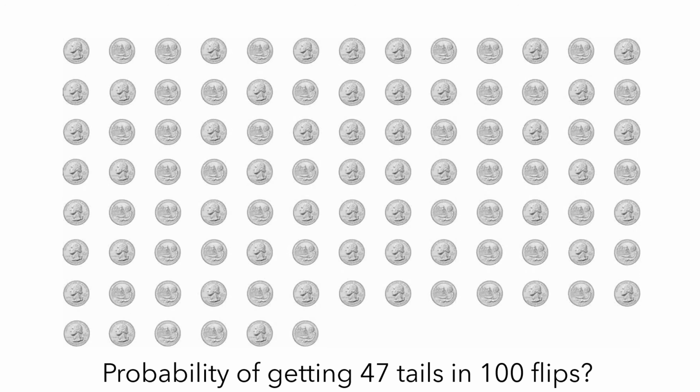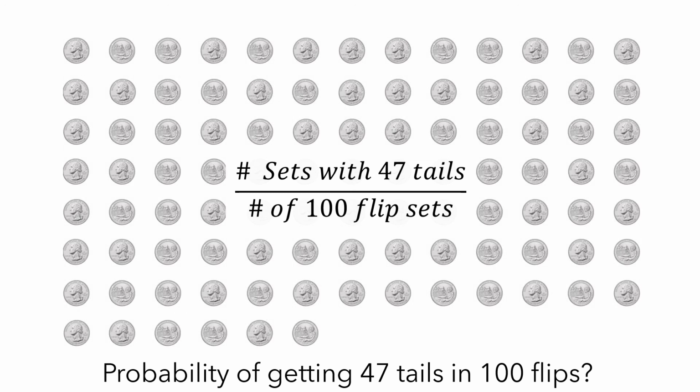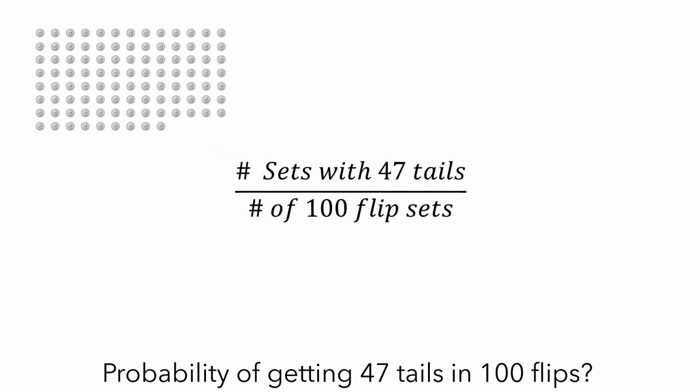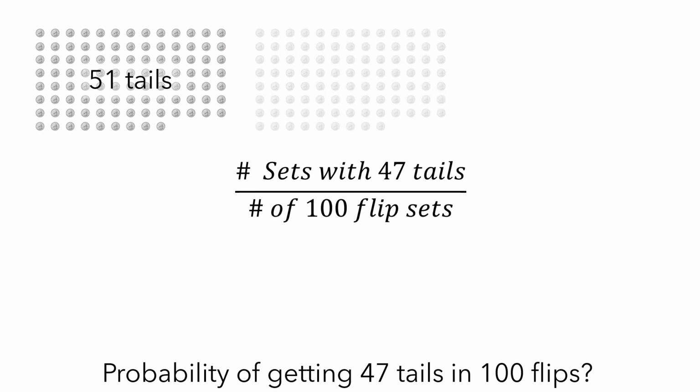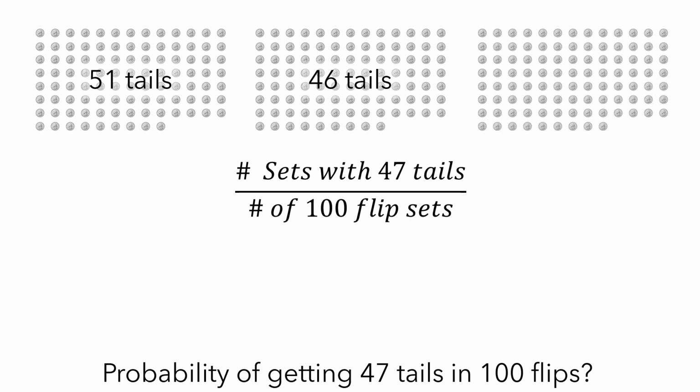The key here is to think about the denominator of the probability. Instead of thinking about individual flips, we need to look at many 100-flip sets and then count the number of those 100-flip sets that have 47 tails. So, for example, we would flip the coin 100 times and get 51 tails. Then we'd do another set of 100 flips and we might get 46 tails. Then another set of 100 flips and we might get 53 tails. And we'd keep doing many sets of 100 flips and, to compute the probability, would count the number of those 100-flip sets that had 47 tails.